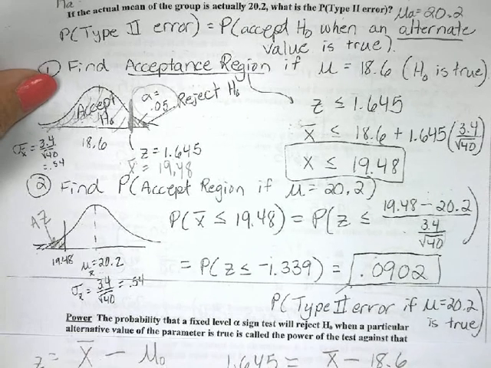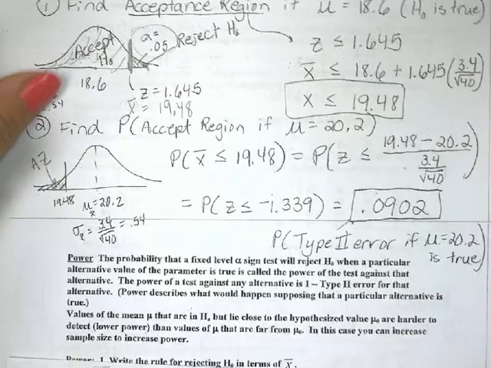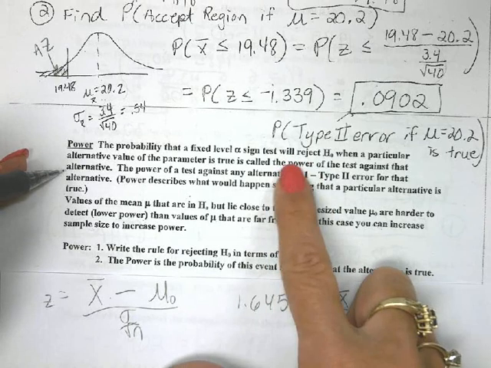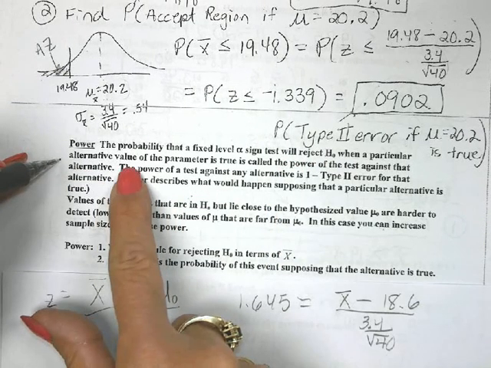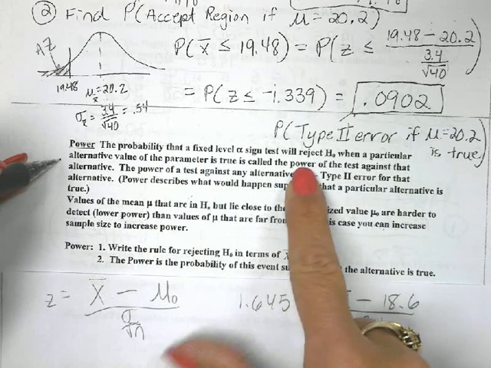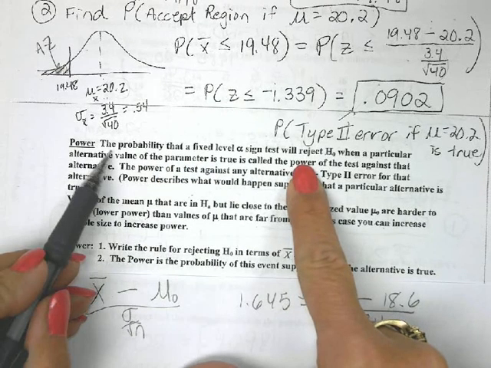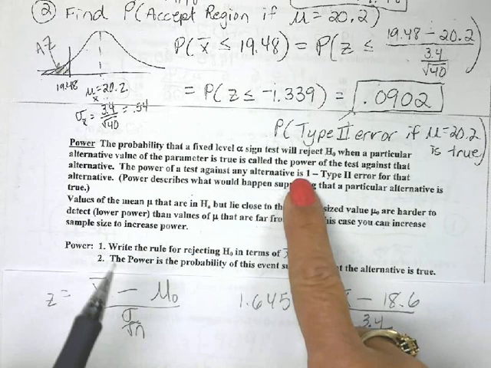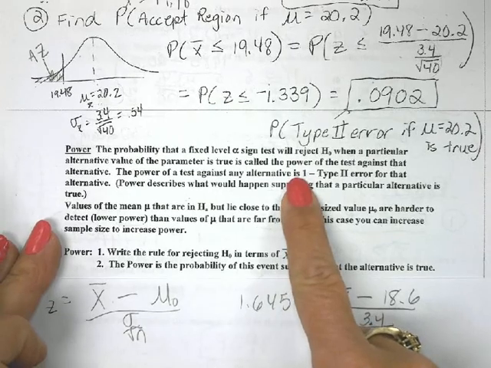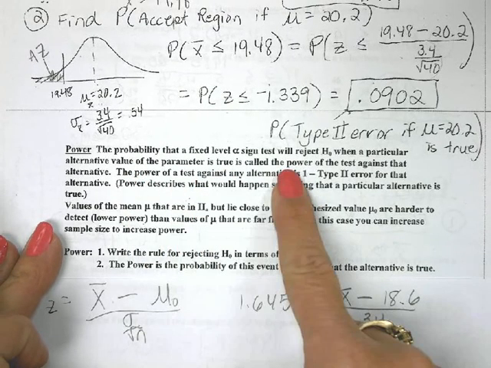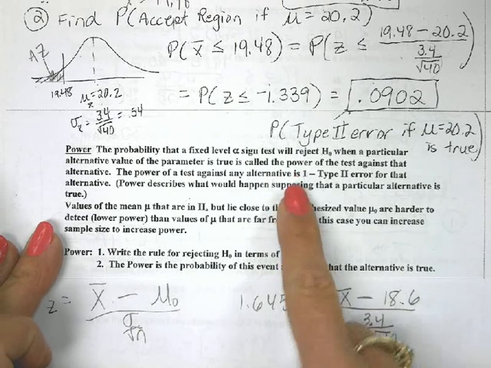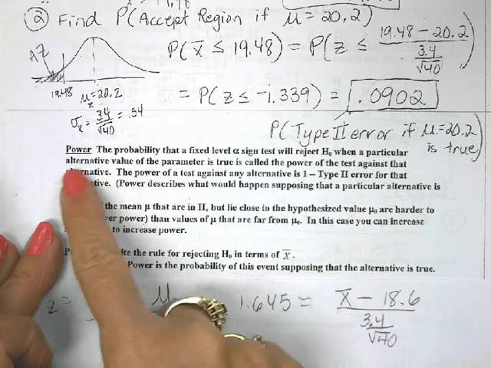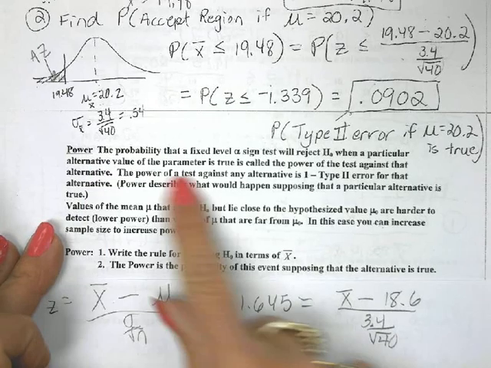Now the next concept is called power. And the power is the probability that a significance test will reject the null when a particular alternative value of the parameter is true. Now let's stop a second. That means that you will reject the null when the null is wrong. That's good. You want to reject the null when the alternative is true. So the power is something you actually want high. You want a lot of power. You want to reject the null when the null is wrong and an alternative hypothesis is actually true.